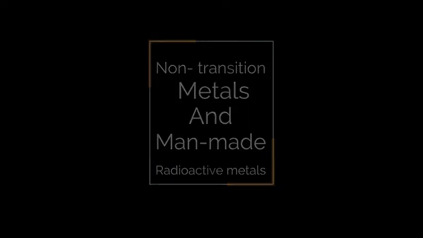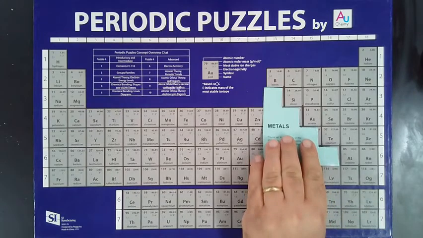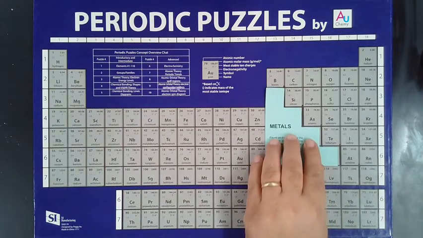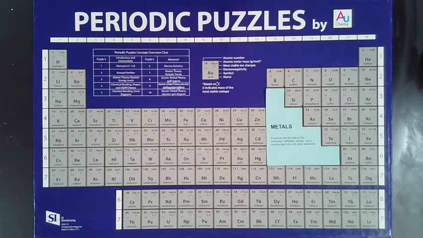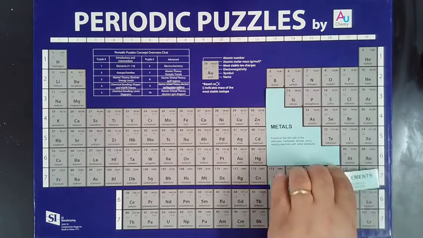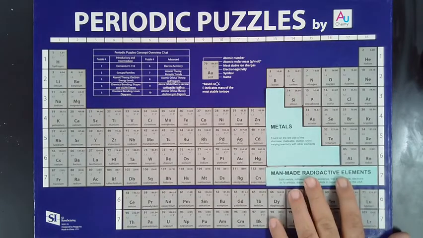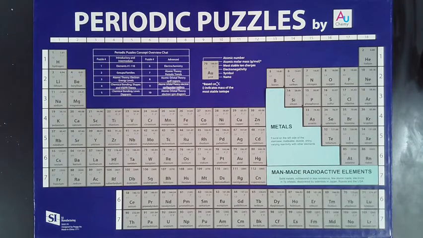The metals in the representative element groups are known as non-transition metals and have single valences. The last period in these metals are known as man-made radioactive metals. These metals are all synthetic and they all decompose extremely fast.